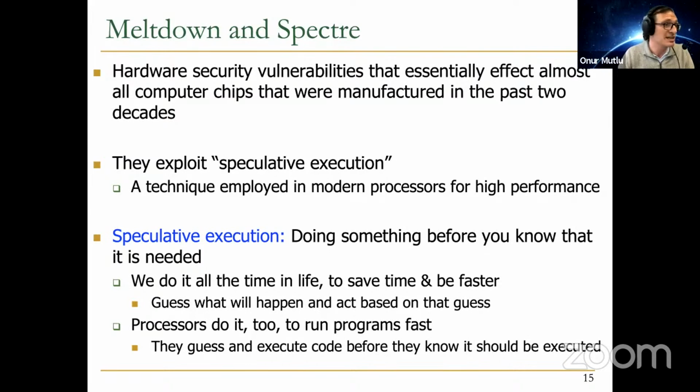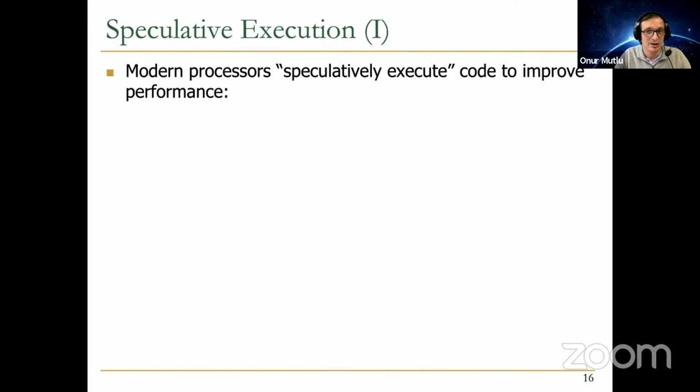And actually, modern processors can go down maybe 200 or higher number of instructions that they execute before they know that these instructions are actually going to be needed or executed. Because they may not be executed, because you may have a branch before them, meaning that your control flow will never get to that point. Okay, so basically modern processors speculatively execute code to improve performance.